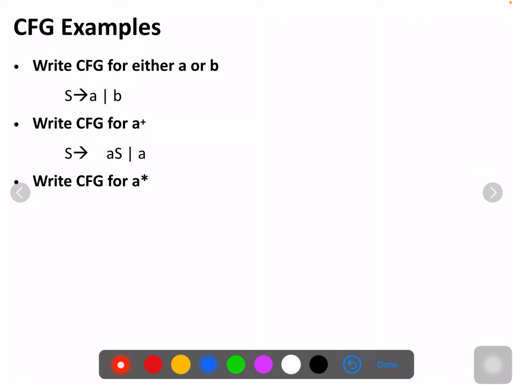So which is similar to the previous one. What is the string here? What are the strings generated from this regular expression? Write a CFG for this a star. So first of all, the first string is epsilon. Then what is the next one? a, then aa, and an infinite number of a's will be generated.